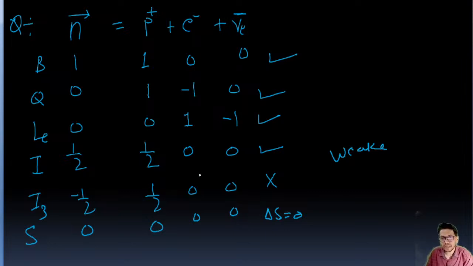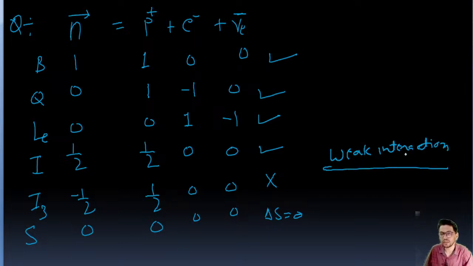So it is a weak interaction, guys. What condition have we read for weak? That I and I3 both shouldn't be conserved, right? But here I is conserved and I3 is not conserved. If I is conserved, that is okay, guys, but I3 should not be conserved, and delta S value should be either 0 or plus minus 1. So it's a weak interaction, guys, okay? So it is made by weak interaction.